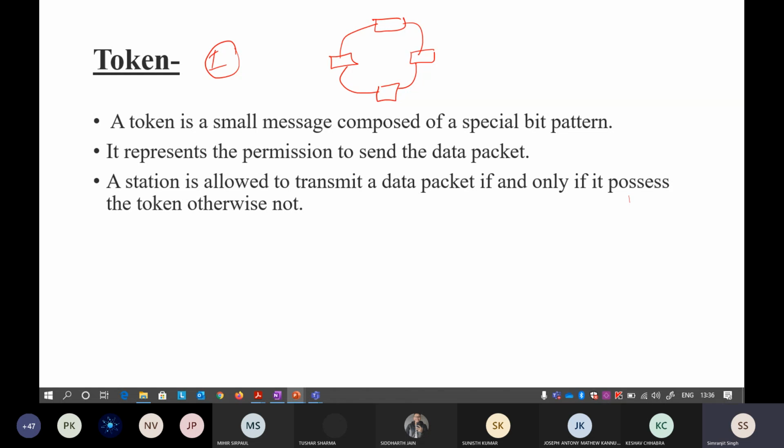Okay, so token ring is unidirectional. Either it will be clockwise or anti-clockwise. So if you are transmitting a packet in a particular direction, there will be no collision if you are following a ring topology. Okay, I'll show you, don't worry.